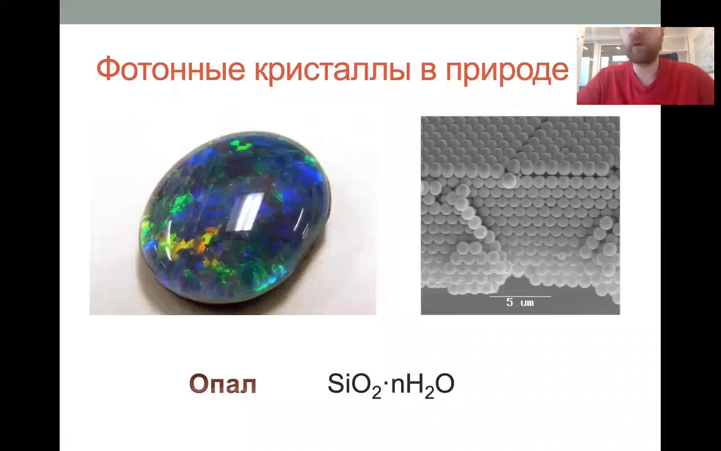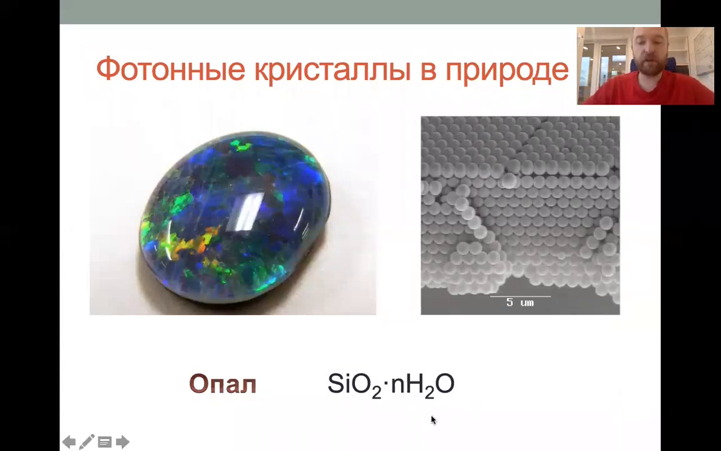This is our example of stones, so-called opal. In opals, this is an image of real opal, and we see many beautiful colors like green, blue, red, and if you change the angle of view, you will see some change in color. It's just because of the band gap. The spectral position of the band gap depends on the propagation angle. So for different angles of incidence, the position of the band gap is a little bit different. That's why we can have a change in color in this case.